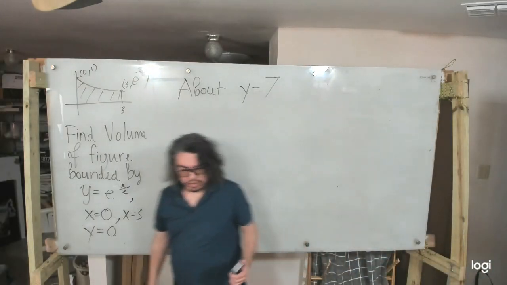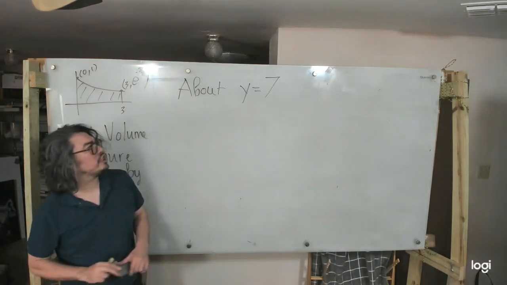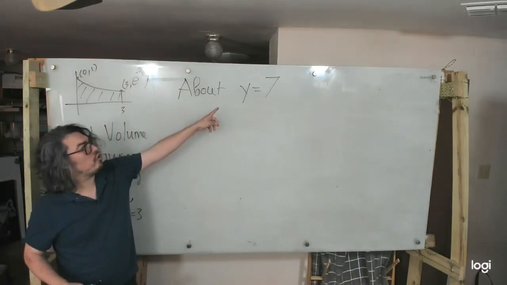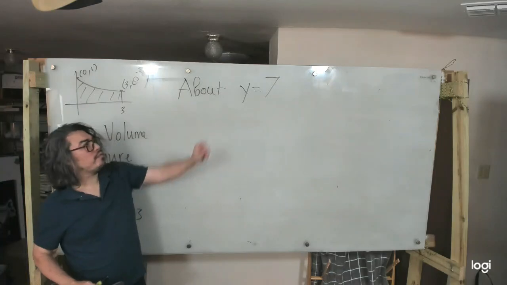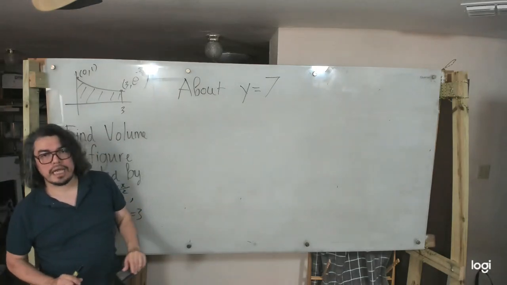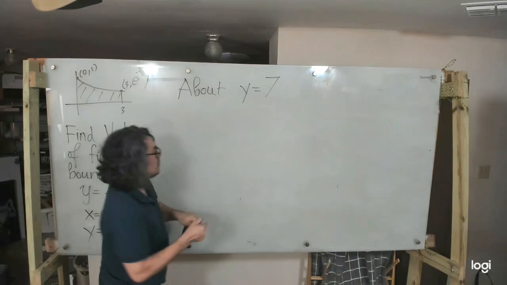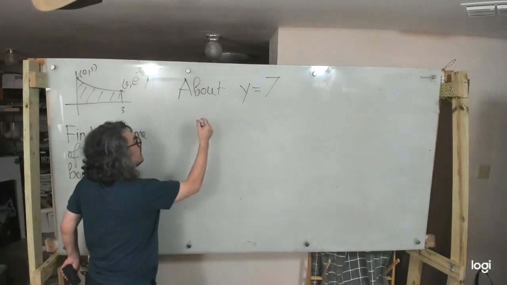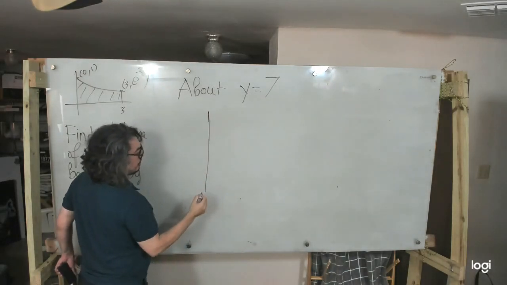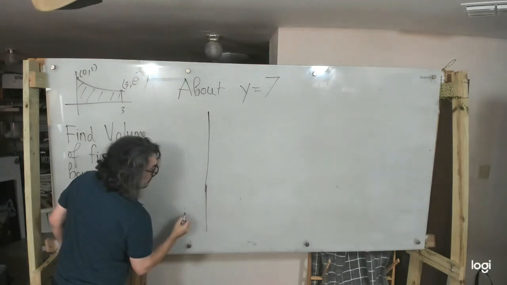Okay, now let's get another example. So now we're going to do a slight modification. What if we want to find the volume of the figure that would result if we were to rotate it about the line y equals 7? Okay, let's think about what that is. Let's try and visualize this here.